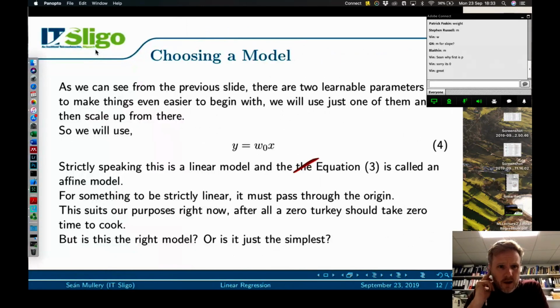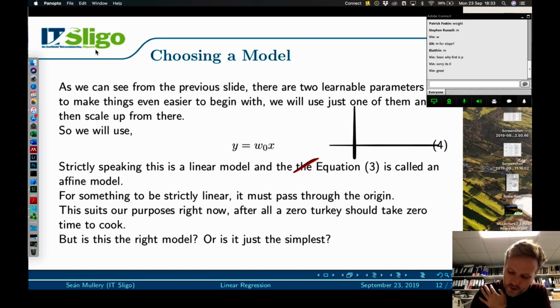So, choosing a model. As we can see from the previous slide, there are two learnable parameters, but to make things even easier to begin with, we'll use just one of them and then scale up from there. So we'll use y equals w0 x. What I've done now is lose the plus c off the end, or the w1. I'm going to make it very simple. And what we're saying is that for our model here, we are going to make sure that our straight line has to pass through our origin.